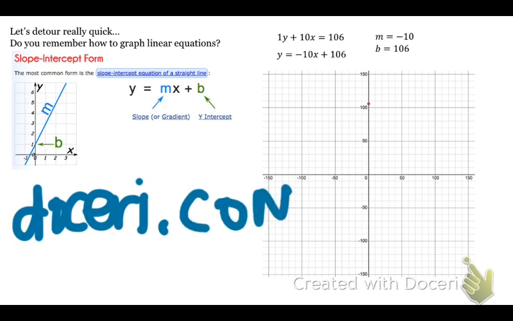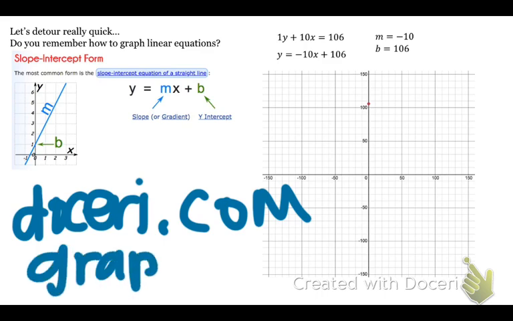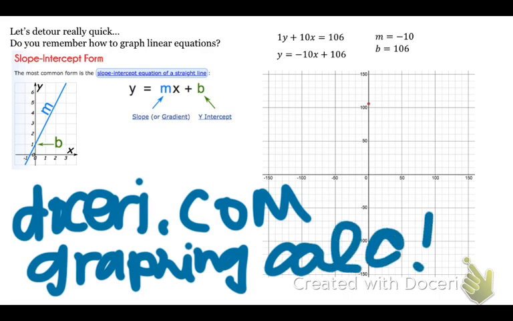.com. It's a free graphing calculator online. So this is a graphing calculator and it's super awesome. I use it all the time, especially if you don't have a graphing calculator. Definitely use it.